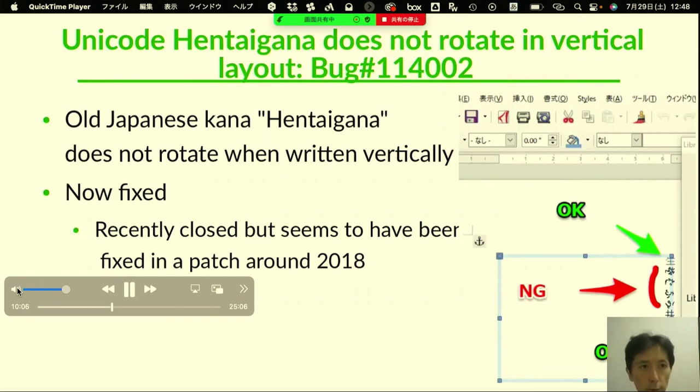Yeah. And another case: Unicode hentaigana does not rotate. Hentaigana is old Japanese kana. It's not rotated, and that's the problem. And now it's fixed. This is really from a long time ago, maybe 2018. The issue was recently closed.